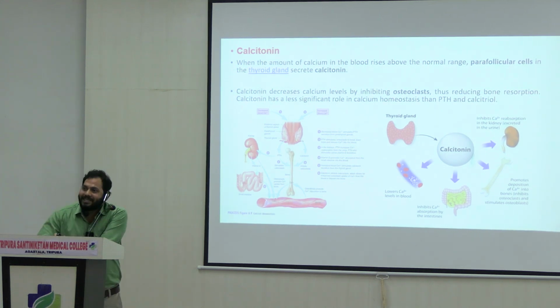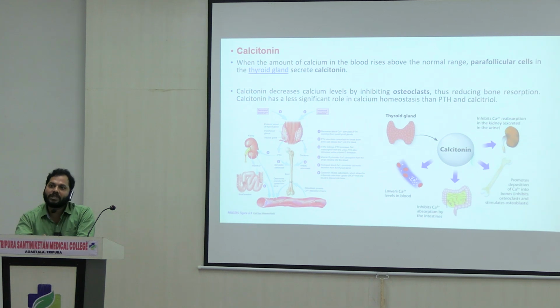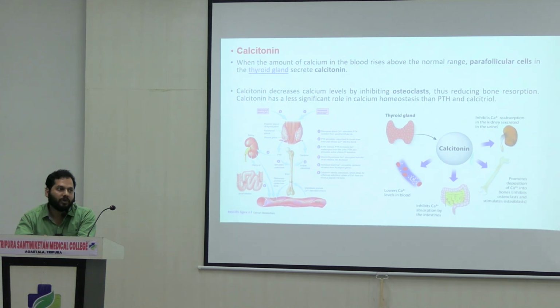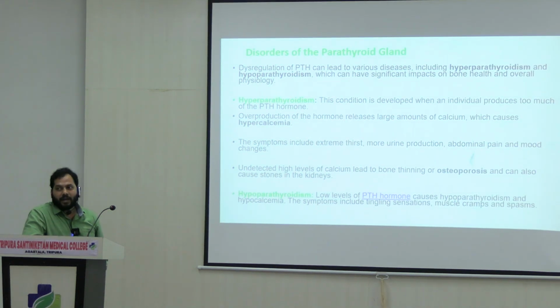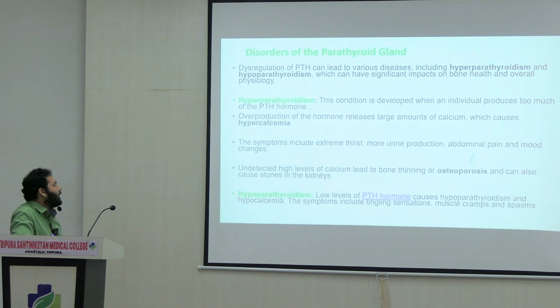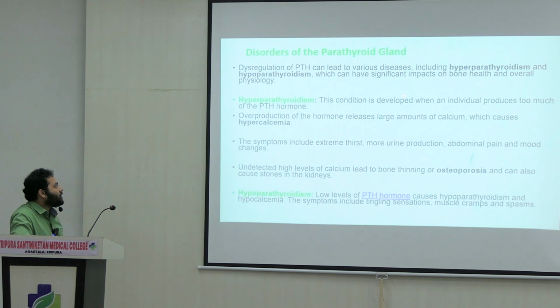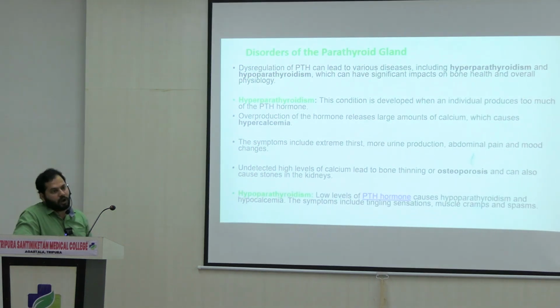Now, under certain pathological conditions, we have seen either there is a hypersecretion of hormone or a hyposecretion of hormone. Both hypo- and hypersecretion are nothing but a disorder of the gland, right? So, what are the disorders of this gland? Yes, the disorders are basically classified based on the activity of the gland. So, this is hyperparathyroidism and hypoparathyroidism. What conditions may develop during hyperparathyroidism? See, this condition develops when an individual produces too much PTH hormone, right?